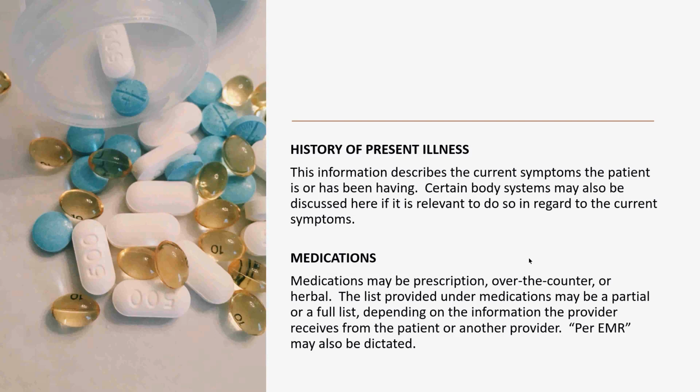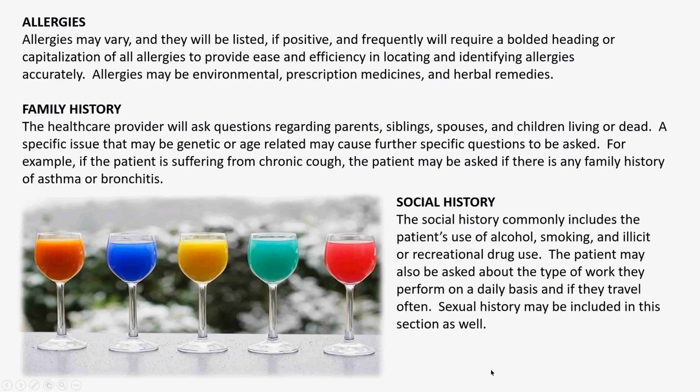Then you'll find that they may dictate medications. These could be prescription, they could be over-the-counter, or herbal remedies you might be taking. The list provided under medications may be a partial or full list. It depends on the information the provider receives from the patient or another provider. This is where you might hear per EMR, which means per the electronic medical record, or when you plug in the patient's name in the computer on the hospital floor or in the office, you'll be able to look at their electronic medical record to see what medications they have been on or are currently on.